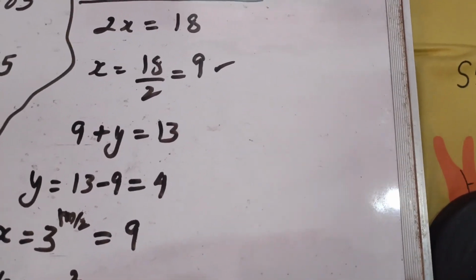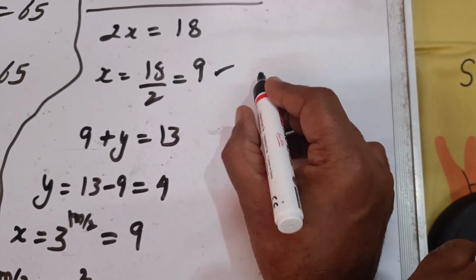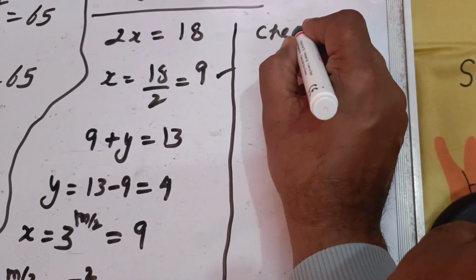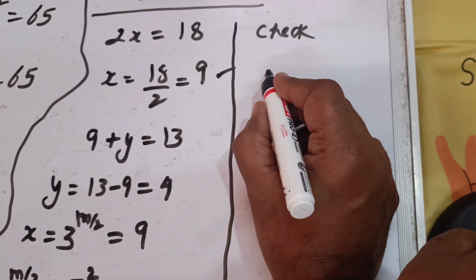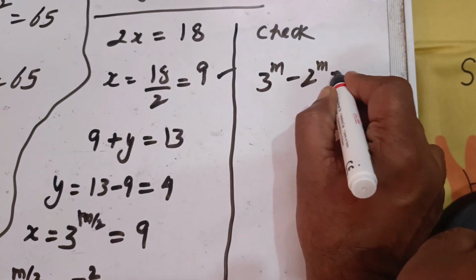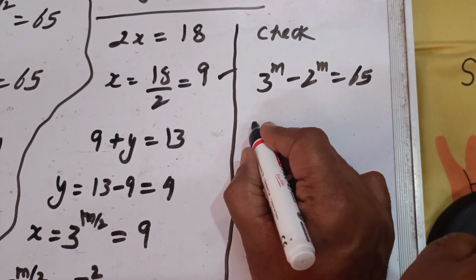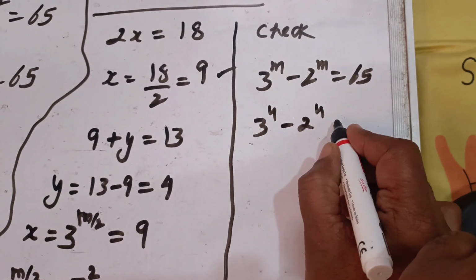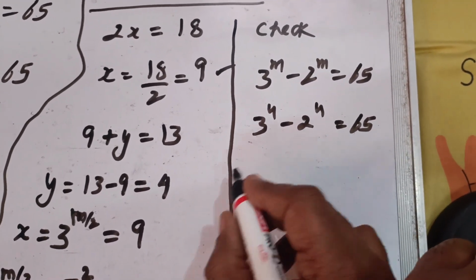So if I want to cross check, I take the original equation and put a check over here. Our original equation was 3 raised to the power m minus 2 raised to the power m is equal to 65. If I put m is equal to 4 on the left hand side, I will get 3 raised to the power 4 minus 2 raised to the power 4. On the right side I have 65, right?